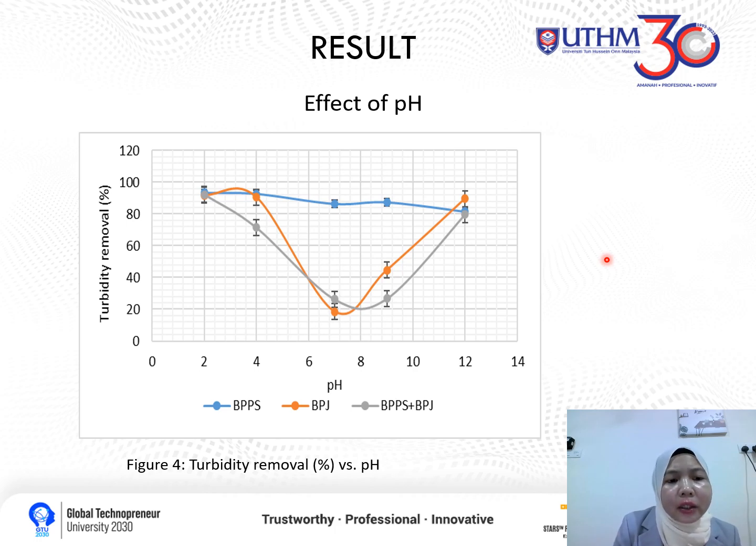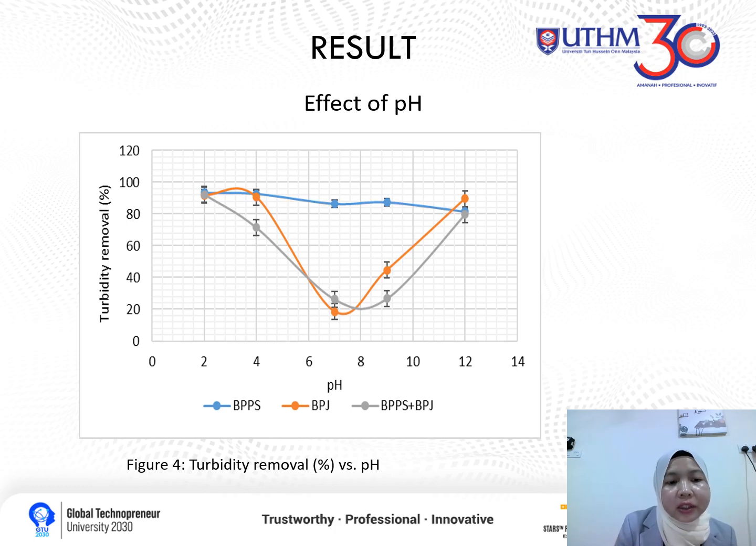So the result revealed that the optimum pH for achieving high efficiency reduction of turbidity by BPPS was at 93.4% at pH 2, and then 92.8% at pH 4, and then for BPJ is 91.7% at pH 2, and then 90.5% at pH 4, as well as the BPPS plus BPJ, which is 92.3% at pH 2.